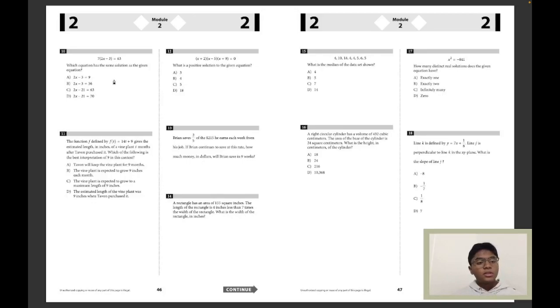Question 10. Which equation has the same solution as the given equation? Well, here I'm just going to divide across by 7. So 2x minus 3 is equal to 9.